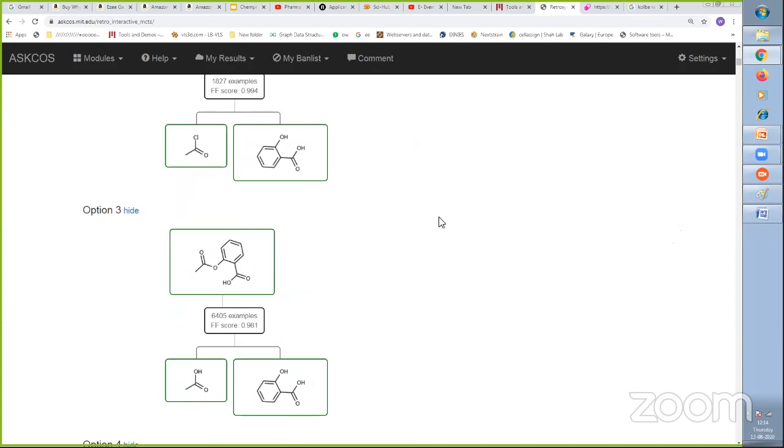So this means that this particular machine learning tool is not only considering economics and feasibility and all those things, but also the reaction chemistry, which is the best one, which will lead to completion of the reaction. Generally, when you use acetic acid plus salicylic acid, the yield is very poor.